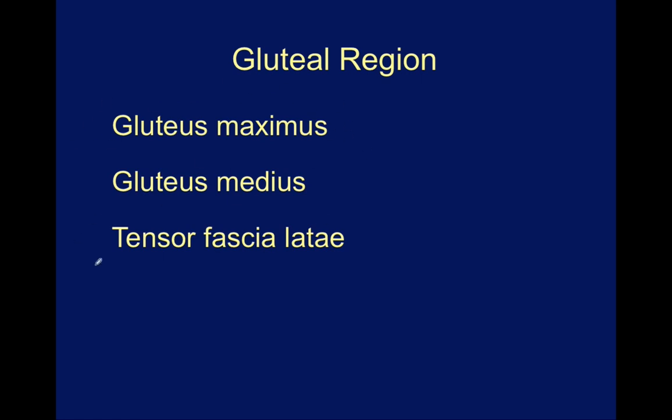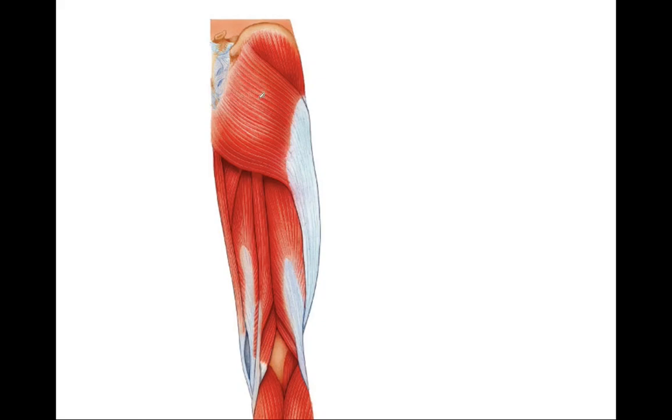But we also will see the tensor fasciae latae. This is one unique gluteal muscle that is actually more viewable from the anterior side of the thigh. Both the gluteus maximus and the gluteus medius are viewed from the posterior side of the body. You can see this muscle is showing us the gluteus maximus, and this muscle over here is the gluteus medius.